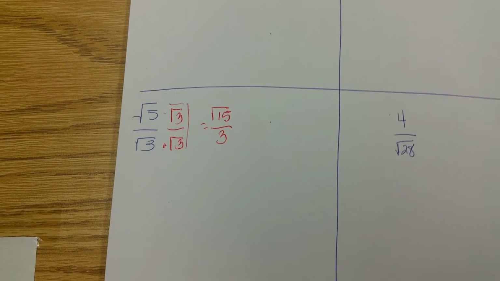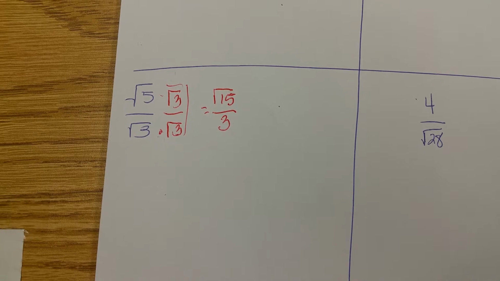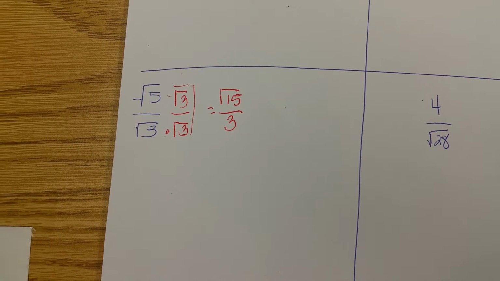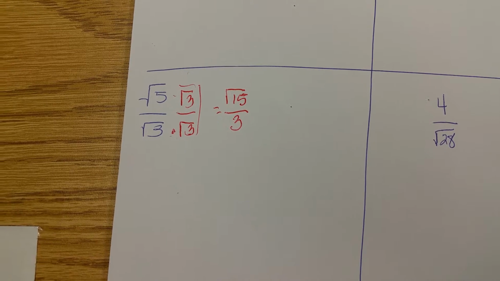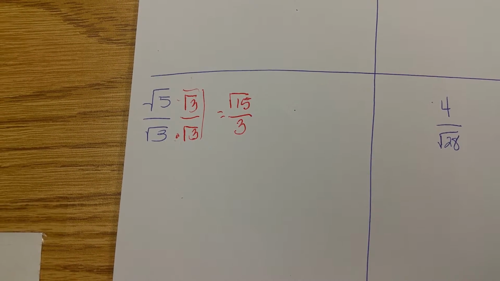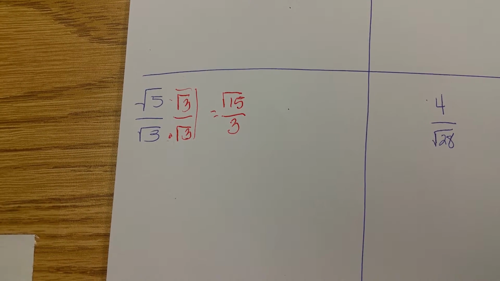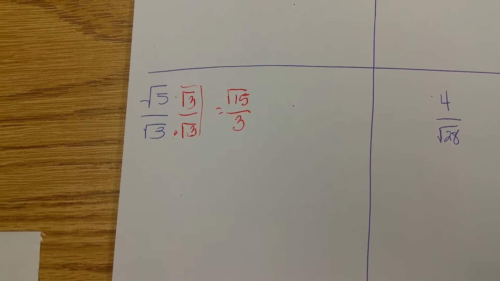Now, it's very tempting to say, oh, well, 15 divided by 3, that's 5. The square root of 15 is a very different number from 15. 15 can be divided by 3. The square root of 15 cannot. So we have to be careful not to mix our whole numbers or our coefficients with our square roots.